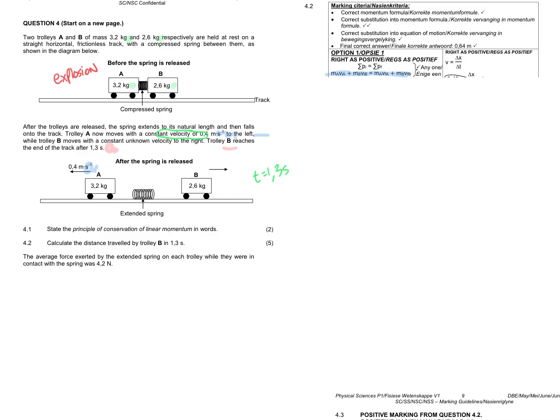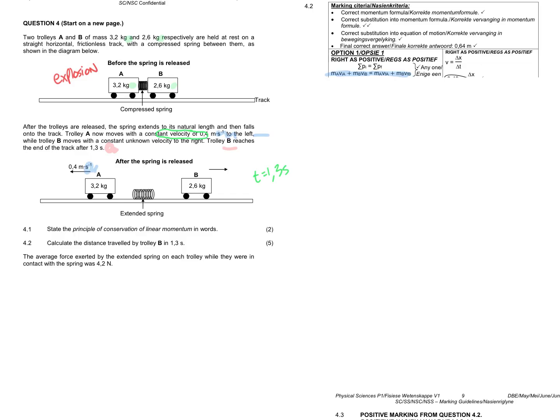However, you do need to do some sort of subscript. So you can't just write mv plus mv equals mv plus mv. That statement is basically the definition that you just wrote. It's the total linear momentum in an isolated system remains constant. So on the left-hand side of the equal sign is before the spring extended, and on the right-hand side is after the spring extended. So you get a lot of numbers in this question.